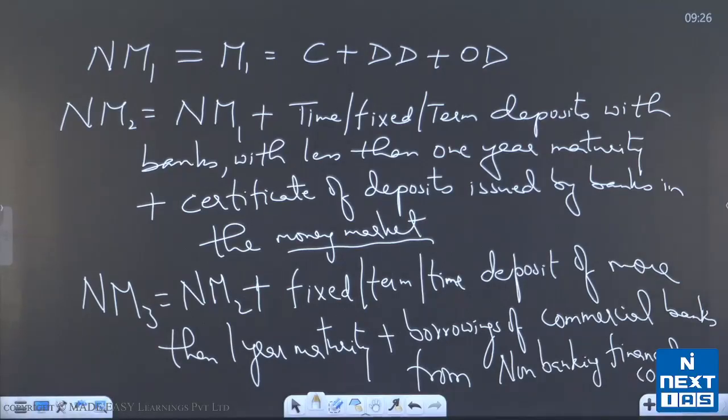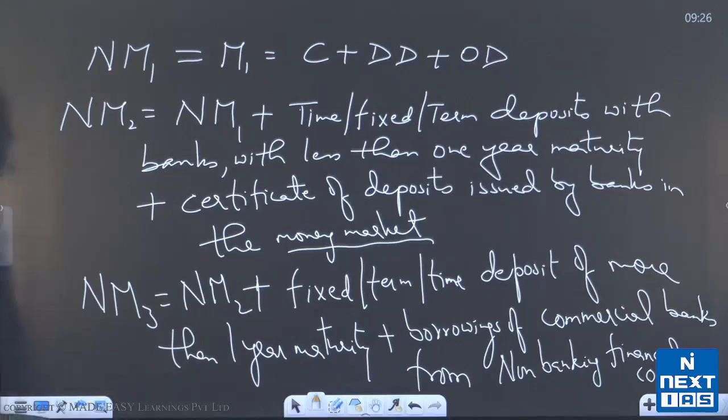I will teach you how RBI influences money supply, Kiran. I have not yet reached there. I will teach you how RBI influences money supply. You will have to wait on that. Okay.